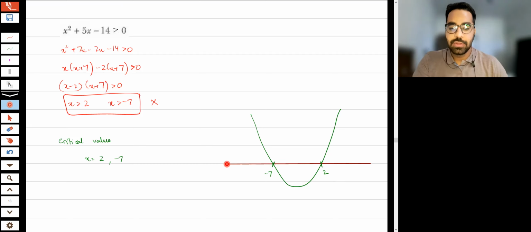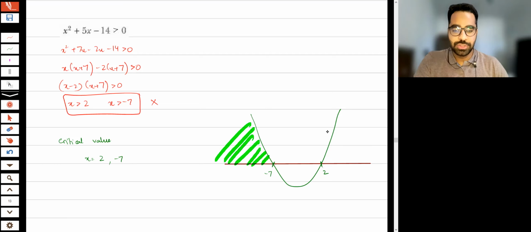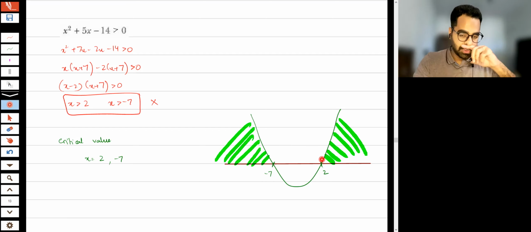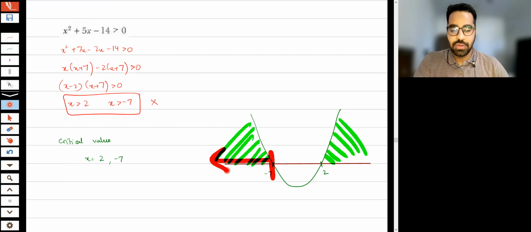So greater than means that my values would be valid... no, sorry. I would have my values above the x-axis or the number line, okay? So I'll shade the portion above the x-axis, this portion over here and this portion over here. So this means that my values of x are valid towards the right of 2, and towards the left of minus 7. Towards the right of 2 means my values of x would be greater than 2, and towards the left of minus 7 means my values of x would be less than minus 7.